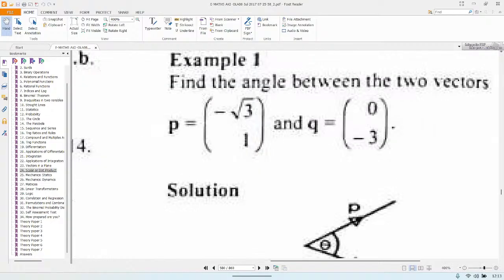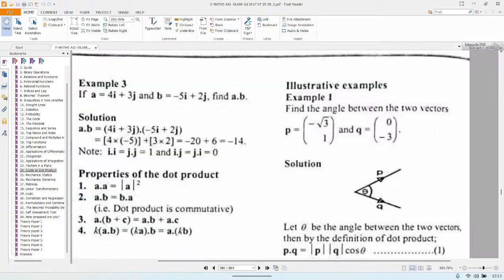Now find the angle between two vectors, with 3, 1.